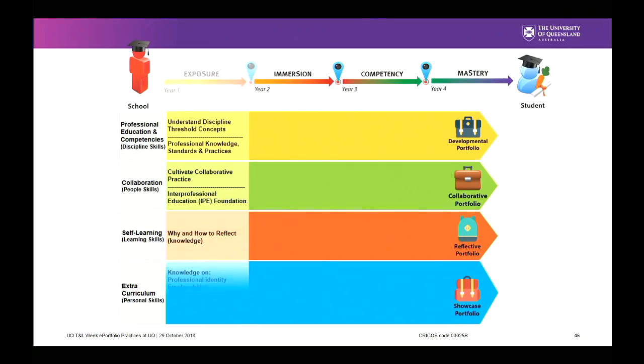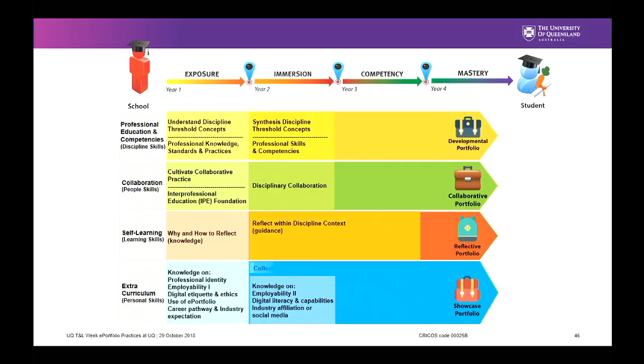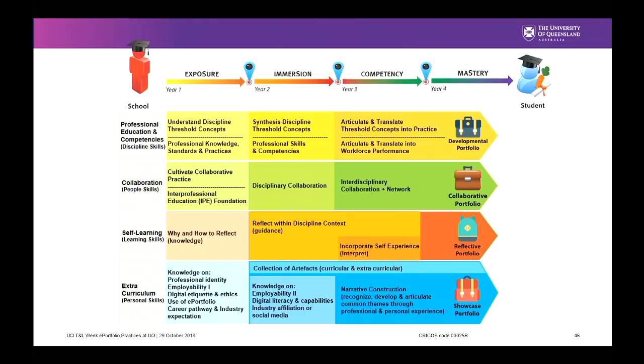In year 1 exposure, the knowing stage, the school provides the knowledge for students to acquire. Quite straightforward. In year 2 immersion, students synthesize the knowledge. School guides students in a controlled environment and students start to collect artifacts or evidence. In year 3 competencies, students interpret the knowledge and incorporate personal attributes in the field of study, making their study relevant or being able to relate at personal level.